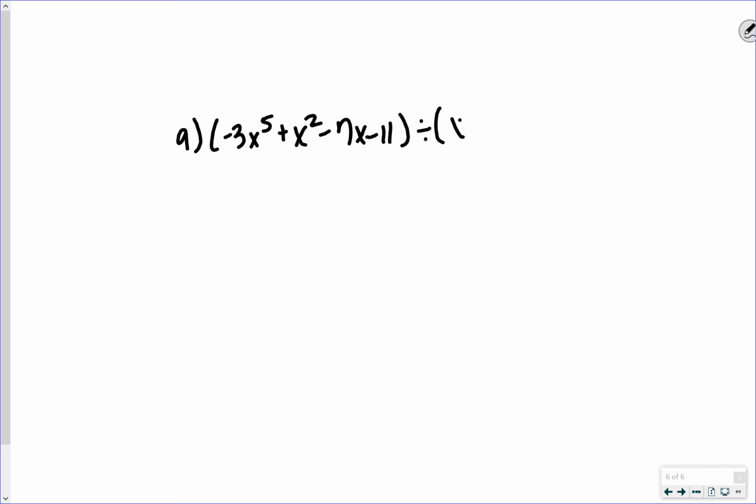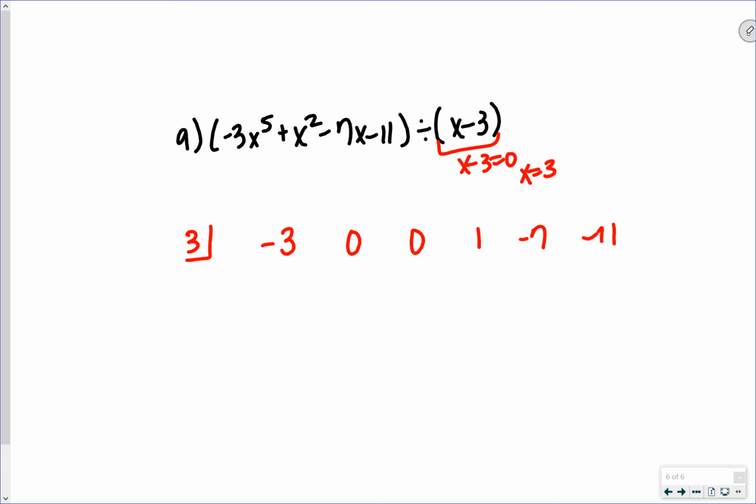Next, number 9. I have negative 3x to the 5th plus x squared minus 7x minus 11 divided by x minus 3. First thing is, what goes in my box? Whatever makes x minus 3 equal to 0 goes in my box. It is 3. Across the top are my coefficients. In front of my x to the 5th is a negative 3. In front of my x to the 4th, no x to the 4th, is a 0. In front of my x to the 3rd, there is no x to the 3rd, it's a 0. X squared, 1, x, negative 7, constant, negative 11.